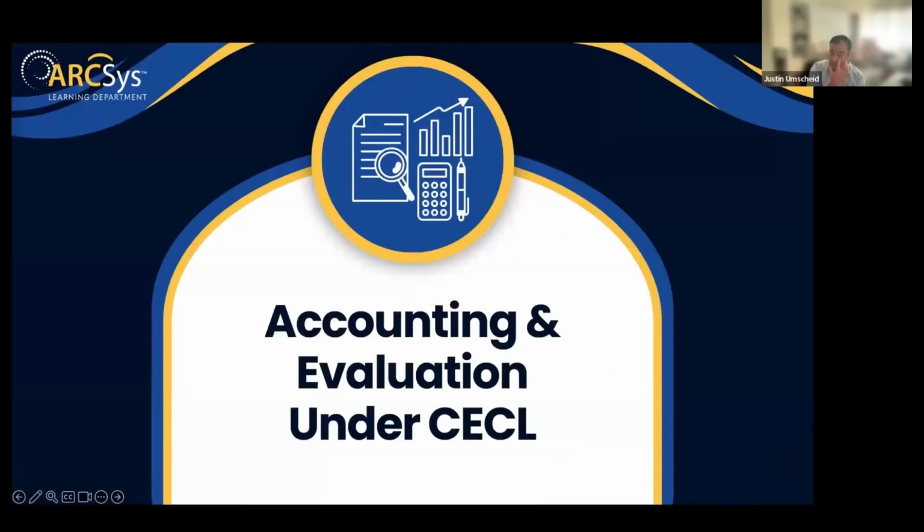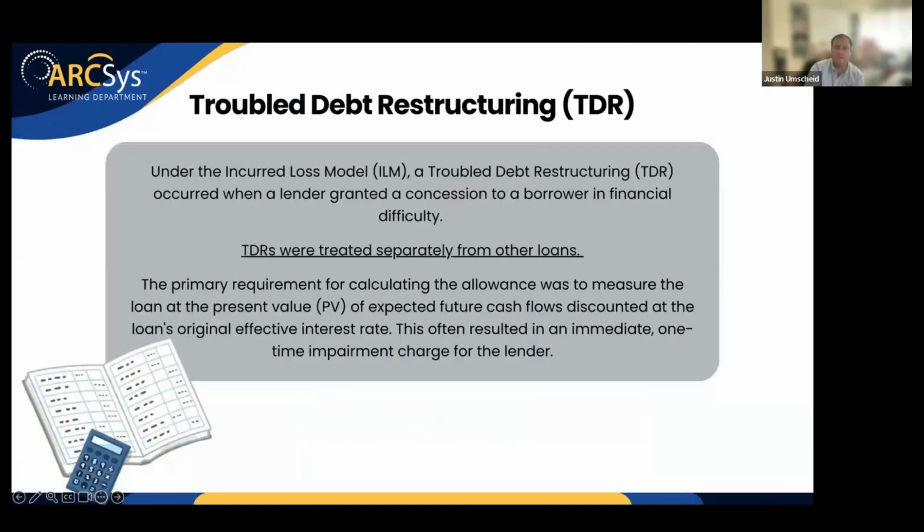All right, next we're going to get into accounting and evaluation under CECL. We're going to define TDRs, which was pre-CECL, and then we're going to talk about the modifications moving forward. The first thing with TDRs, right, these were under the incurred loss model, granted when there was a concession to a borrower in financial difficulty, so pretty similar to the modification definition today.